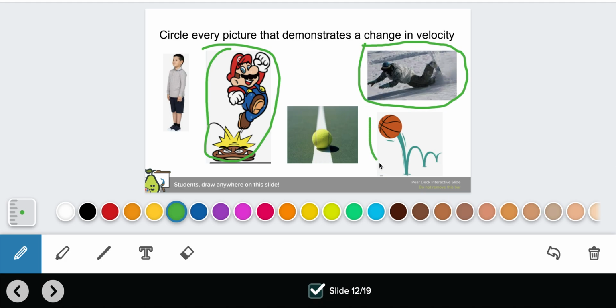And last we have our basketball here that's bouncing. I'm going to say that this is changing in two ways, just like Mario. When you have a basketball bouncing away from you, its direction is constantly changing, right? It's going up and then down, then up, then down. And it's also slowing down because it has friction, it has resistance, and it's losing momentum. So this is not only slowing down, but it's changing direction with its bounce.